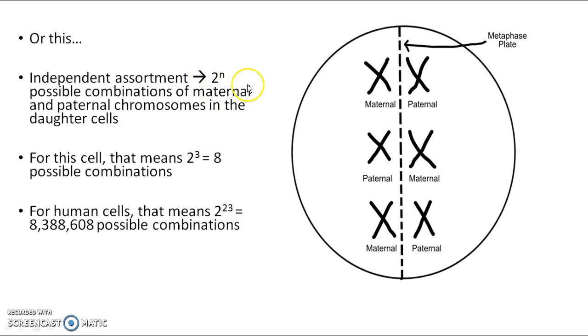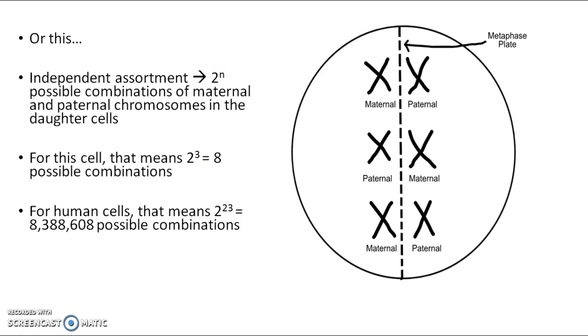Now, independent assortment will actually result in 2 to the nth power possible combos of maternal and paternal chromosomes in the daughter cells. Now, the n is supposed to represent the number of pairs of chromosomes. In this case, we have 3 pairs, 1, 2, 3. So that means we have 2 to the 3rd power possible combinations, or 8 possible combinations.